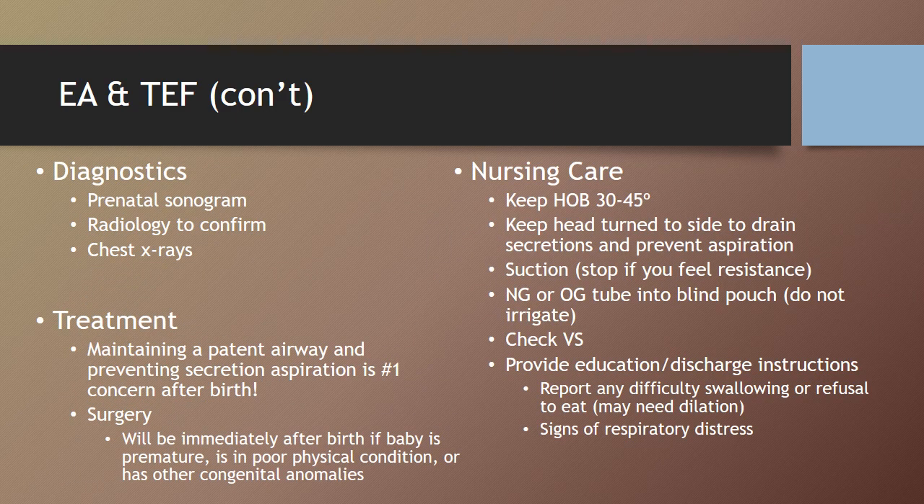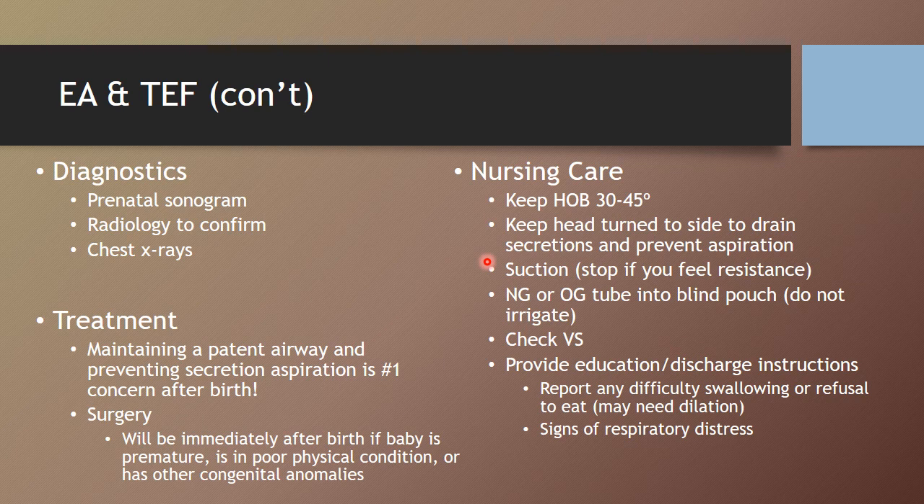Diagnostics, like I said, they'll do a prenatal sonogram, radiology to confirm once they're born, chest x-rays, those types of things. Treatment, maintaining a patent airway and preventing secretion aspiration is number one concern after birth because everything's connected. Because they have that blind pouch in there, that's where the secretions are going to be hanging out and filling up in. And so eventually if they get too much, they're definitely going to go into the trachea, into the lungs, or they're just going to go straight into the trachea, down to the lungs. So patent airway is number one.